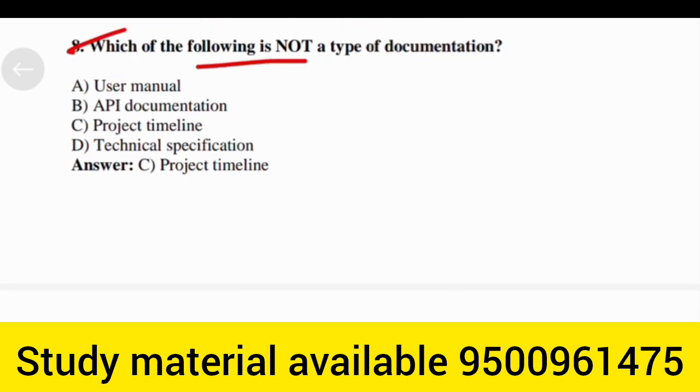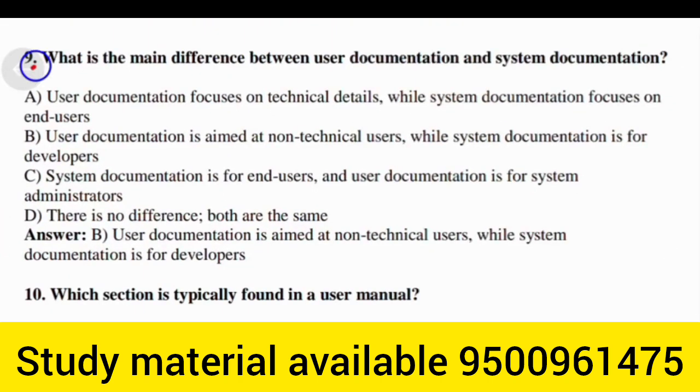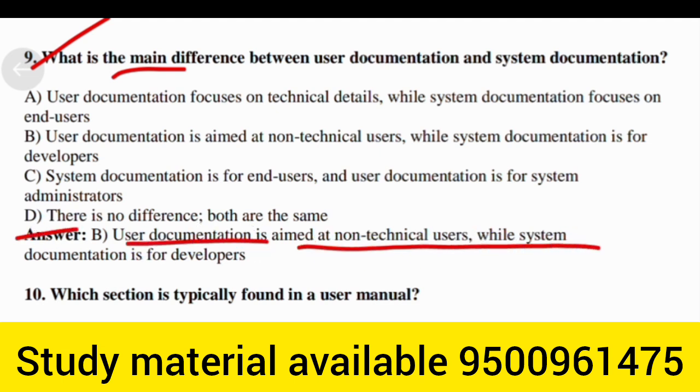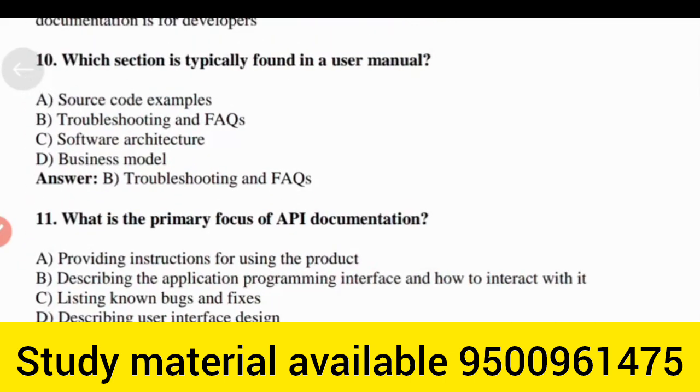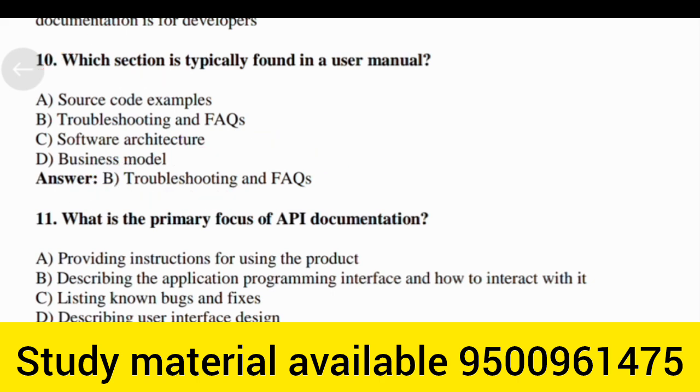Which of the following is not a type of documentation? Project timeline. What is the main difference between user documentation and system documentation? User documentation is aimed at non-technical users, while system documentation is for developers. Which section is typically found in a user manual? Troubleshooting and FAQs.